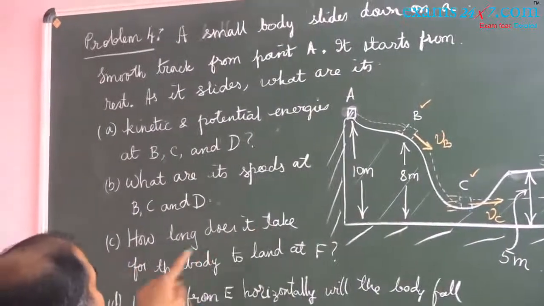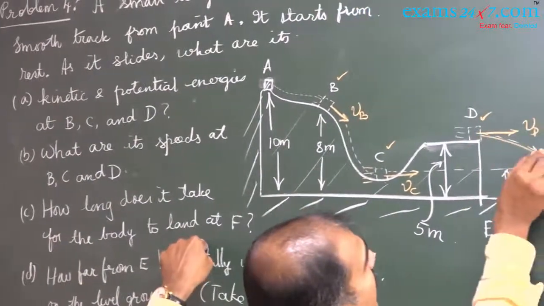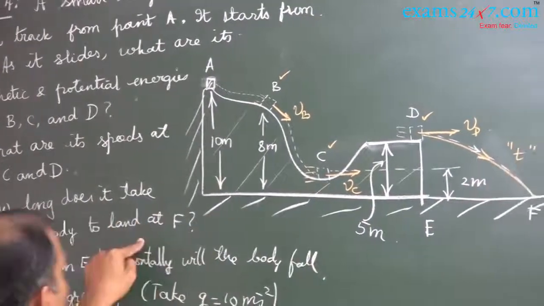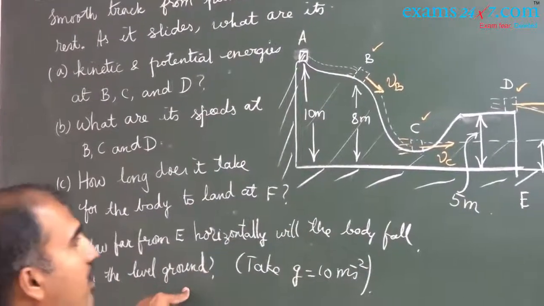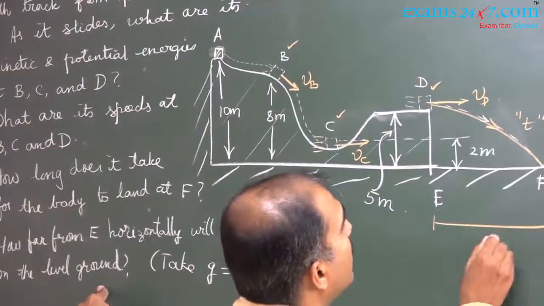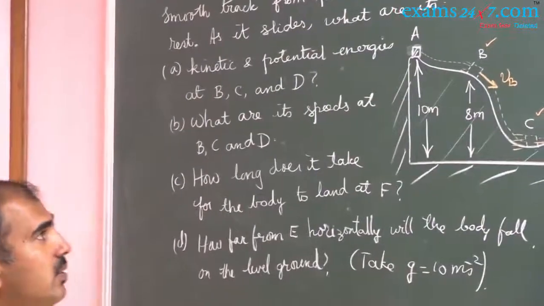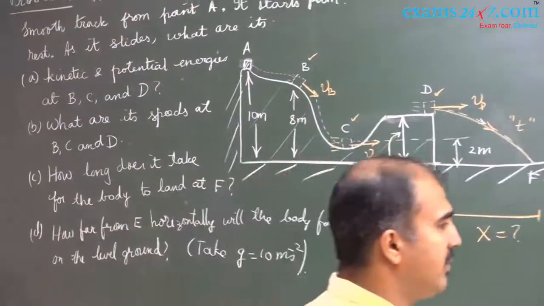How long does it take for the body to land at F? That means from D to F. How long does it take? We have to find out the time. And finally, how far from E horizontally will the body fall on the level ground? That means we want to find out this distance Ex. So these are the requirements from this question. So we'll answer the first part very easily.